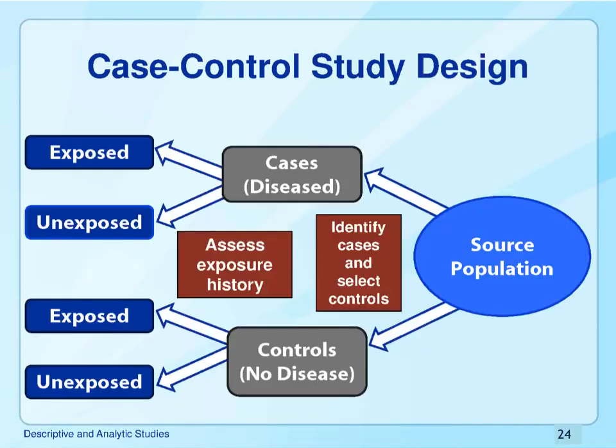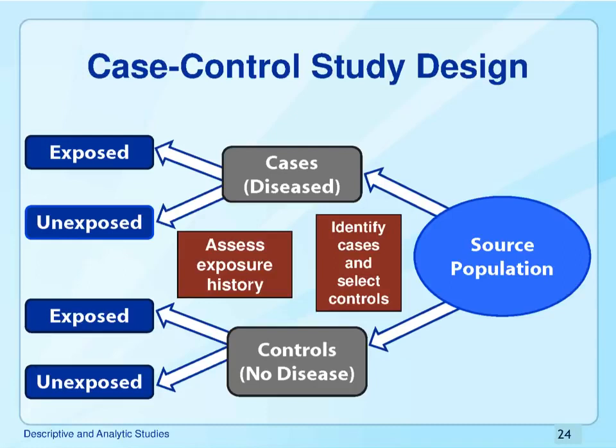So here's a diagram that helps illustrate how a case control study is designed. You start by identifying your cases from the population that you want to study, and then you select appropriate controls from the same population. Then you collect data on the exposure history to the independent variable from both the cases and the controls, and then you compare exposure between the cases and controls to see if there's a difference.